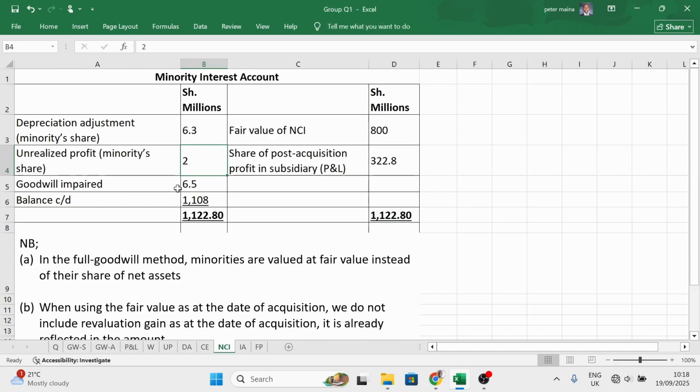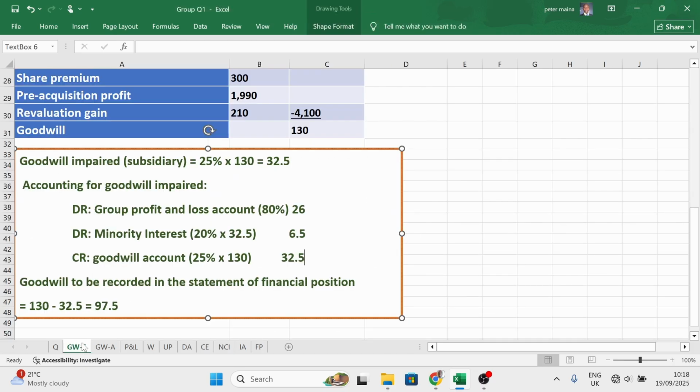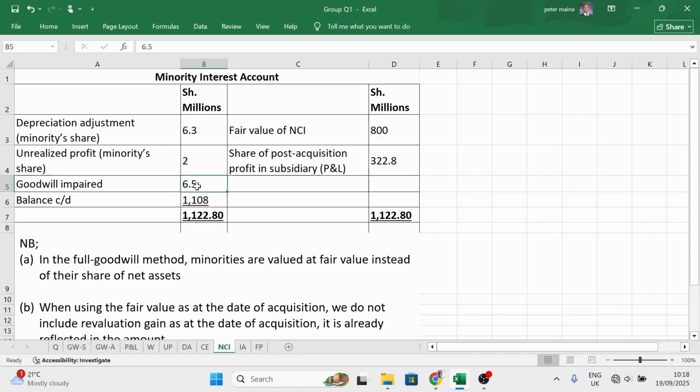For the goodwill impaired, this is the share of the minority. So we go back to the goodwill. The goodwill impaired minority's share was 20% of that 32.5, which was 6.5. And that is what we have here, 6.5. So these are all the adjustments that affected the minorities. So the balancing figure is 1108. 1108 will be taken to the statement of financial position under capital and reserves.